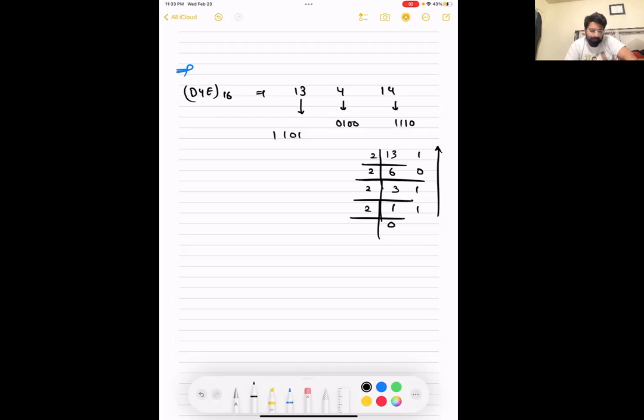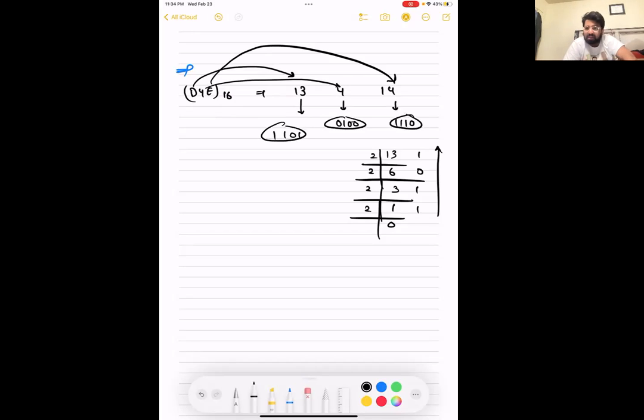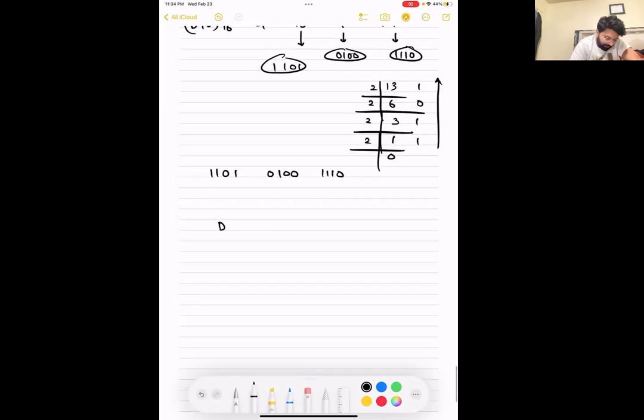So I think you can do this easily. D is 13, 4 is 4, and E is 14, and these are their appropriate binary values. Once you find these numbers, you can just combine them together. So it becomes 110101001110. This means D4E in hexadecimal is equal to 110101001110 in binary. There you go. So you don't have to divide anything by 16 anymore.